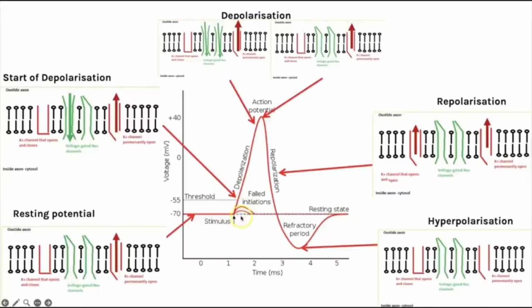So a stimulus has to be large enough to cause the initial voltage-gated sodium ion channels to open to reach the threshold. And once that threshold is reached, an action potential will always occur. But if it's a very small stimulus and that isn't enough to open the voltage-gated sodium ion channels, then you don't reach the threshold, and it's known as a failed initiation. You don't get an action potential and it goes straight back to resting.